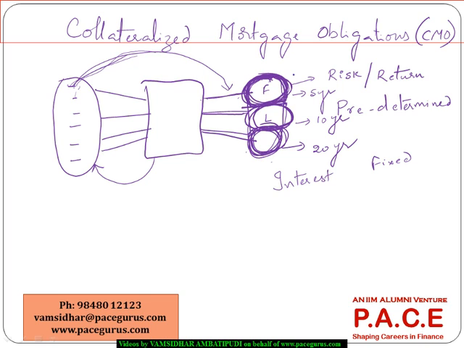So the instruments which are created purely based on multiple groups, otherwise called tranches, the multiple tranches based on the cash flows, that is what we call a collateralized mortgage obligation.